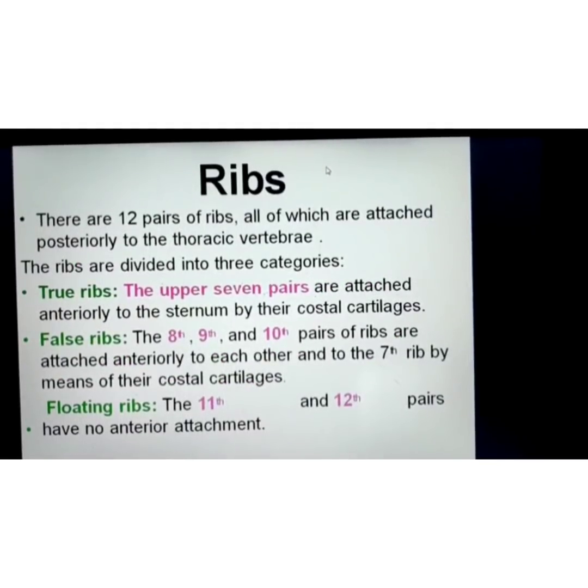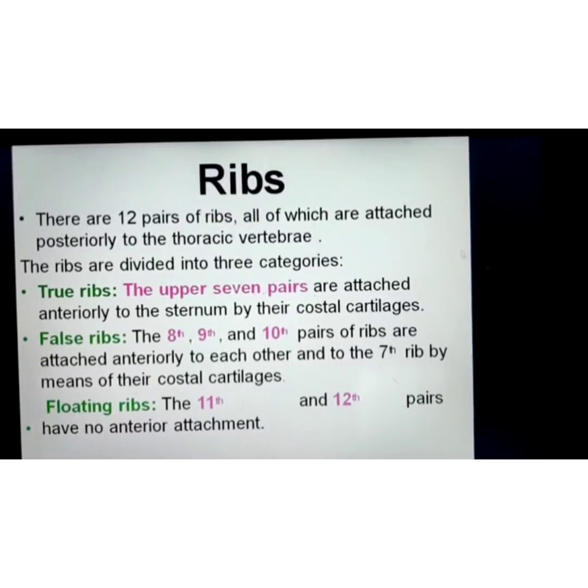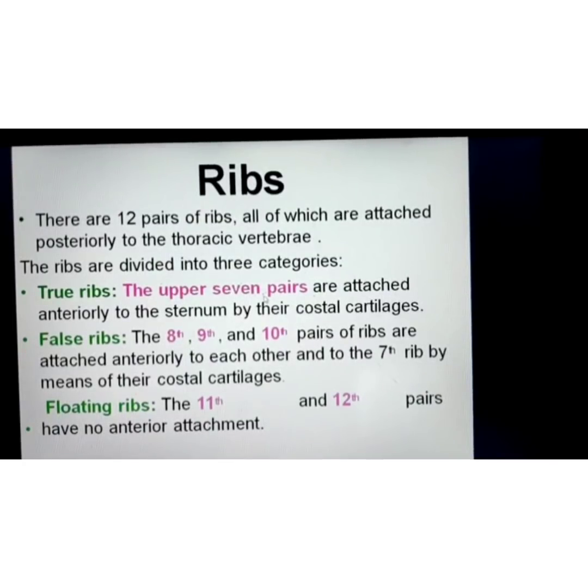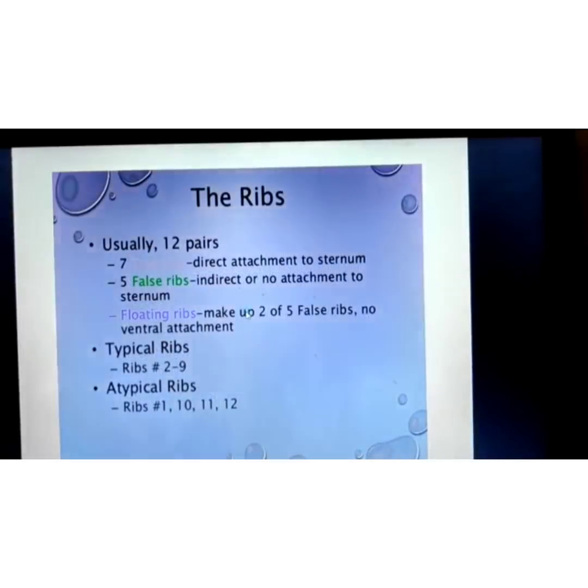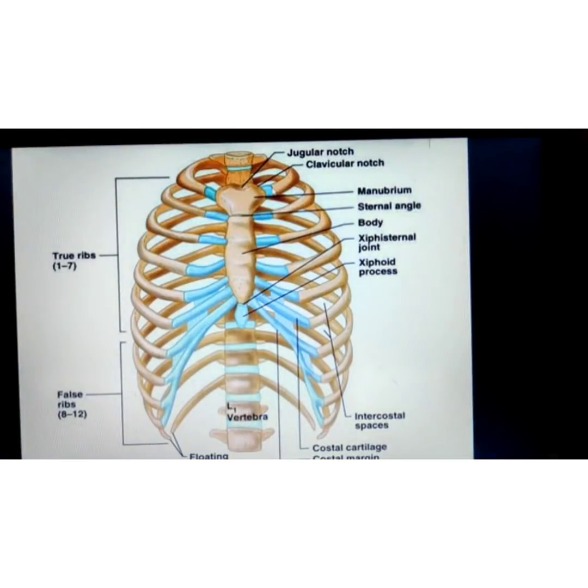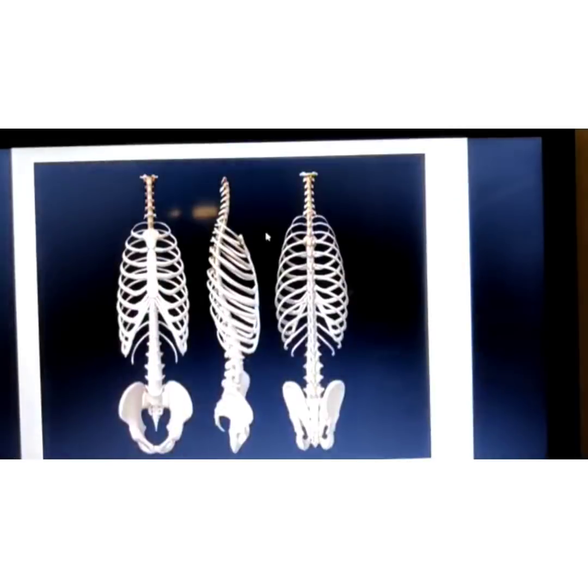Now coming to the osteology of ribs, there are 12 pairs of ribs, all of which are attached posteriorly to the thoracic vertebrae. The ribs are divided into three categories. True ribs: the upper 7 ribs are attached anteriorly to the sternum by their costal cartilages. We can see in this diagram, the upper 7 ribs are known as the true ribs because they are attached to the sternum by means of costal cartilages.